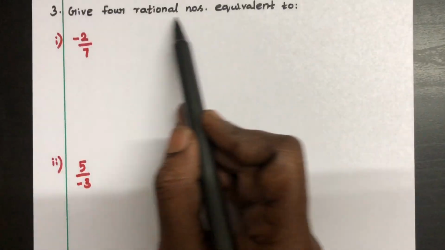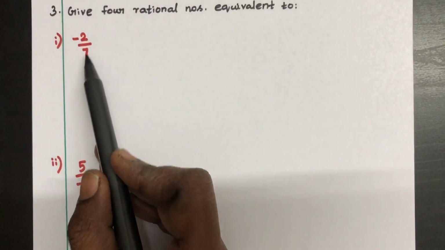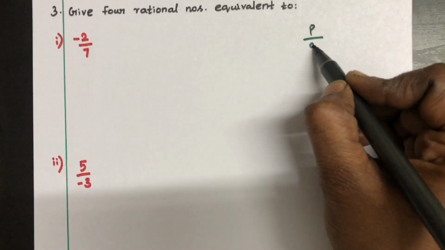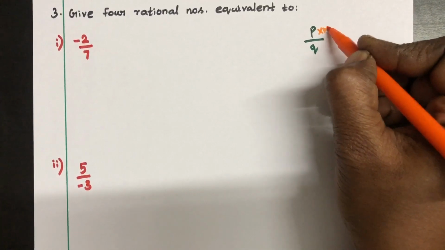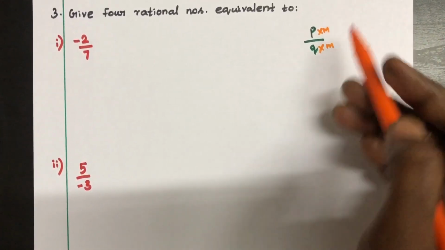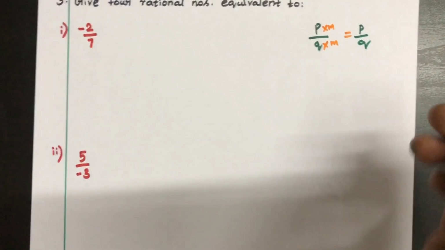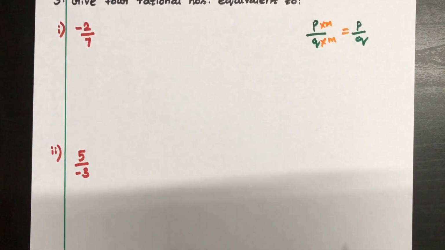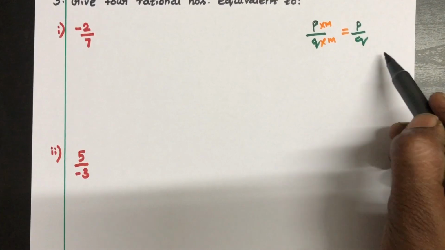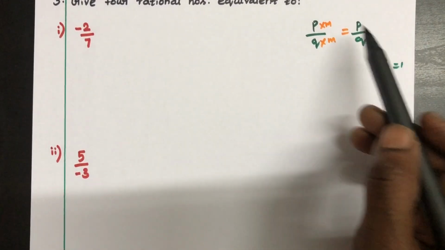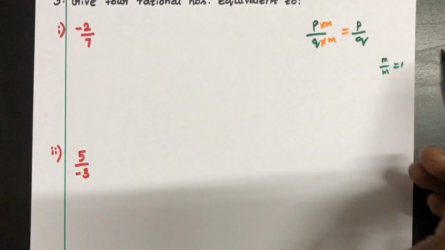Third question, give 4 rational numbers equivalent to minus 2 by 7. See, if the fractional number is in the form p by q, and you multiply the same number in the numerator and denominator, this is equivalent to the given rational number. See, m by m means what? M by m is equal to 1. That means you are just multiplying the given rational number with 1.